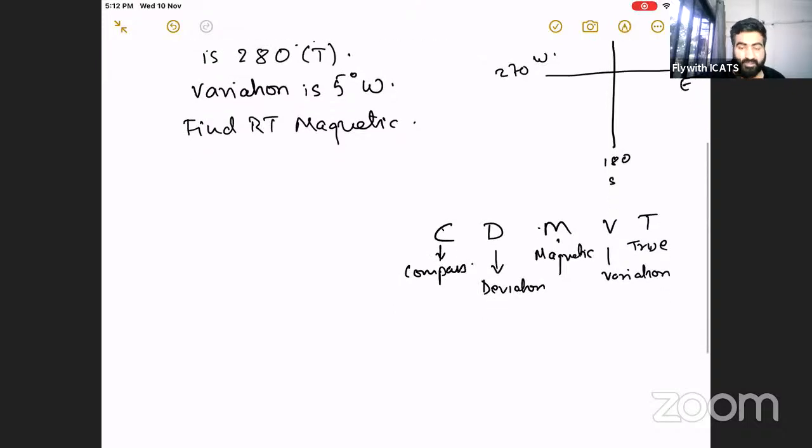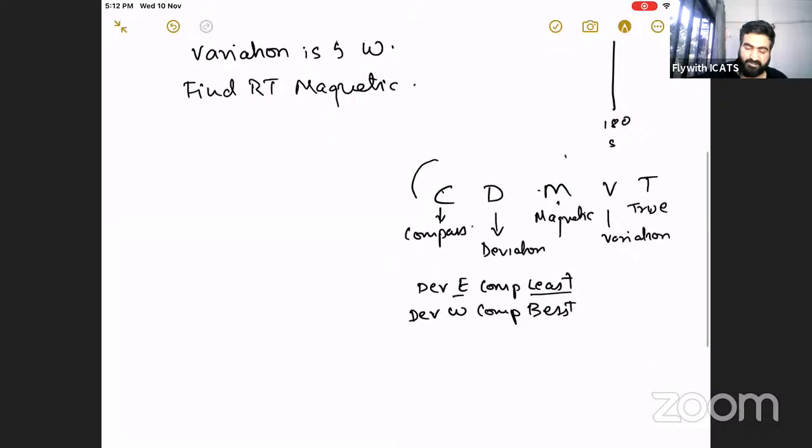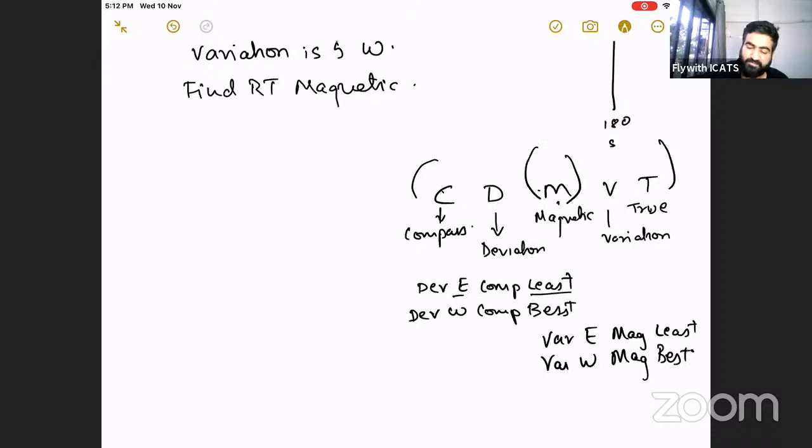Okay, the thumb rules are, deviation east, compass least. East rhymes with least. Deviation west, compass best. So there is a trio of CDM, compass, deviation, magnetic. Another rule of thumb is variation east, magnetic least, variation west, magnetic best. Now this completes a trio of MVT.